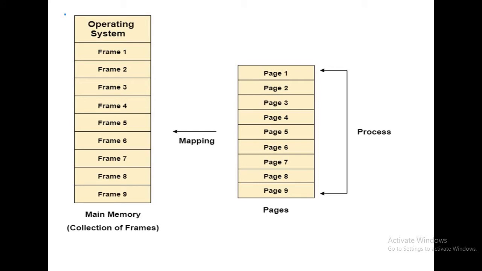In this diagram, the upper topmost part is the operating system, the rest is user area, and the left side of the diagram is the main memory and the right side is the process. Process is divided into pages and memory is divided into frames, and the size of the frame and page should be equal. The benefit of equal size is that page 1 will go into frame 1, page 2 will go into frame 2 when they execute the process.